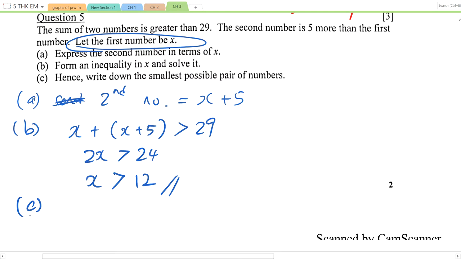Part C. Hence, work out the smallest pair of numbers. What is the smallest possible value of x then? 13, right? So it must be 13. If x is 13, then what is the other number? 18. Finish. Okay? So this brings us to the end of our revision.